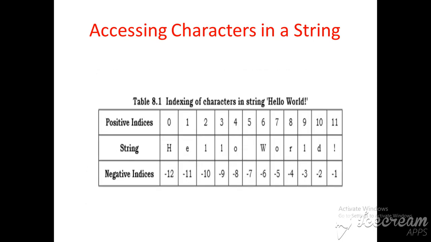Here this table represents the complete indexing of hello world. Hello world has indexes 0 to 11, which means the length is 12. The rightmost character is n minus 1, so here the length is 12, and n minus 1 means 12 minus 1 is equal to 11. So this is the way of representing a character.